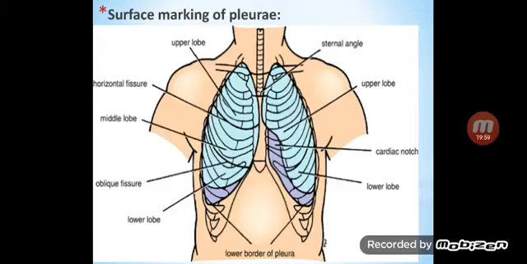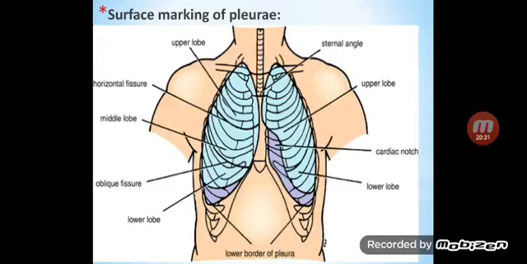The same thing also, starting from the sternoclavicular joint to the level of the fourth costal cartilage, where it deviates laterally along the lateral margin of the sternum. Here is the site of the heart. So in this area the cardiac notch will form on the lung tissue. This is the area of the cardiac notch on the lung tissue.